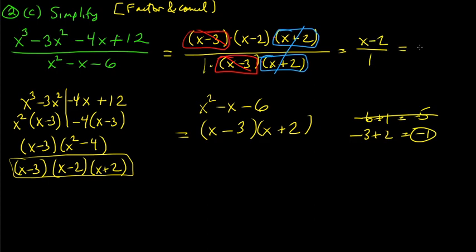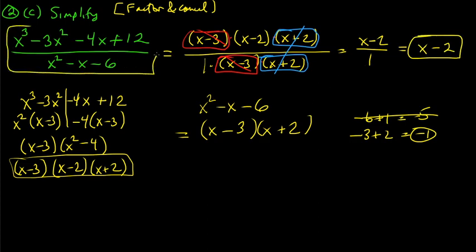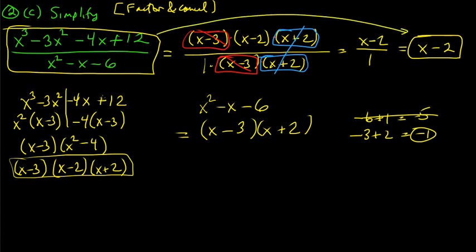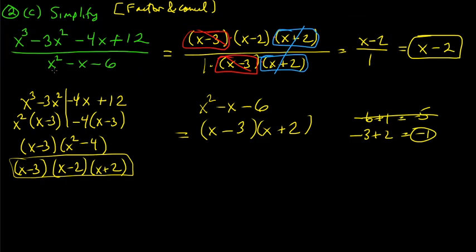But, of course, anything divided by 1 is just itself. So this is really just x minus 2. So all this complicated mess here, all that really is, it's just x minus 2. So this is what we mean by simplify. Take something very complicated and turn it into something a little bit simpler. Okay, so that's part C.